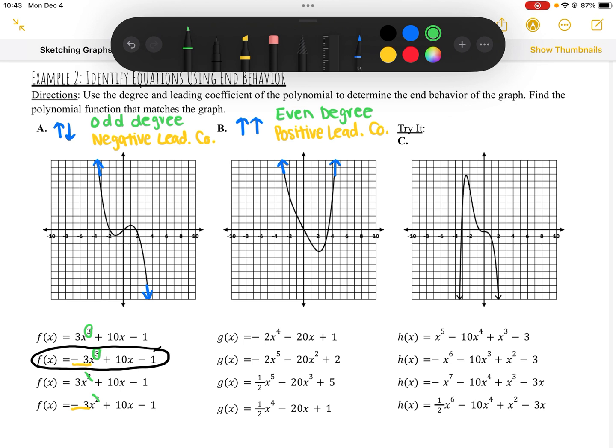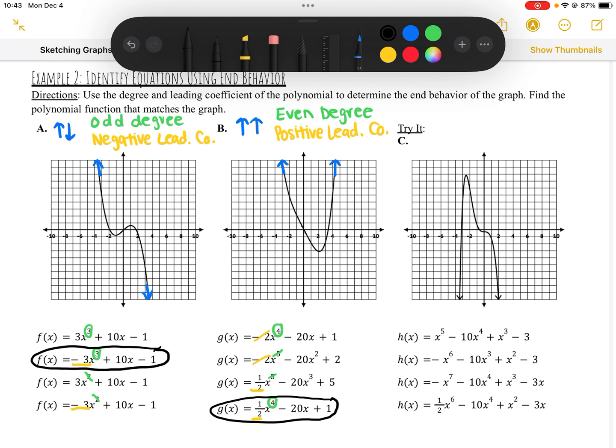So first I'm going to look at my equations for an even degree. The first equation, x to the fourth, and the last equation, x to the fourth, have an even degree. X to the fifth is not even. And then I need a positive leading coefficient. So 1/2 and the last two are both positive. -2 and -2 and the first two are not positive. Those are negative. So the equation that matches both the degree and leading coefficient is our last equation. G of x equals 1/2 x to the fourth minus 20x plus 1.